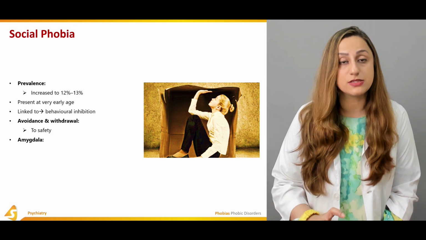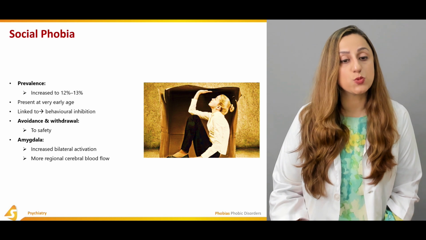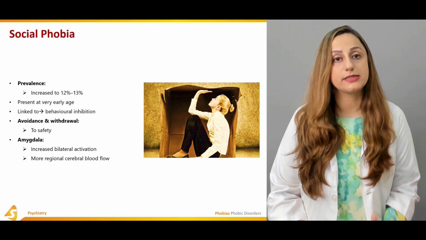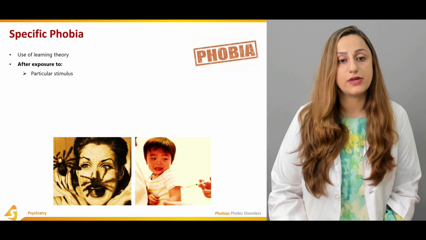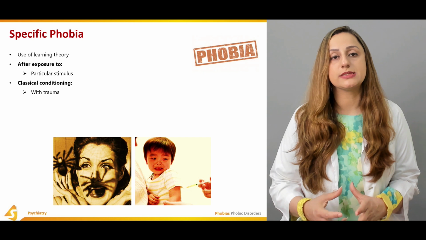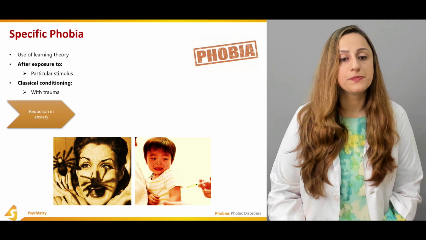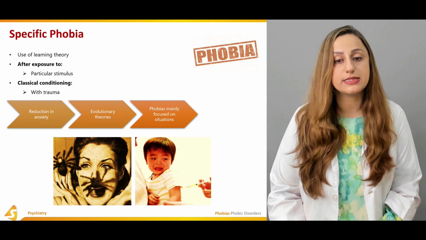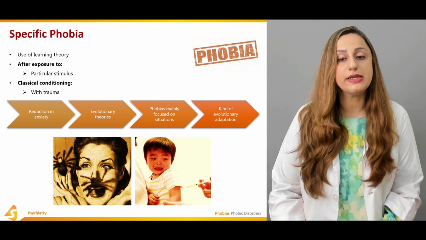Amygdala is the part of the brain that is involved in the development of the social phobias. Increased bilateral activation is one of the causes, and then the more regional cerebral blood flow is another cause that can result in these social phobias. Now, the use of the learning theory is again very important, and after the exposure to the particular stimulus, classical conditioning with the trauma, when the person is exposed again and again with that traumatizing situation, he sometimes gets used to that, and there is a reduction in anxiety seen in these individuals. And then there are the evolutionary theories as well. Phobias mainly focused on these particular situations and the kind of the evolutionary adaptation.